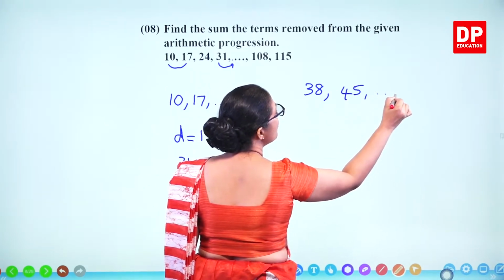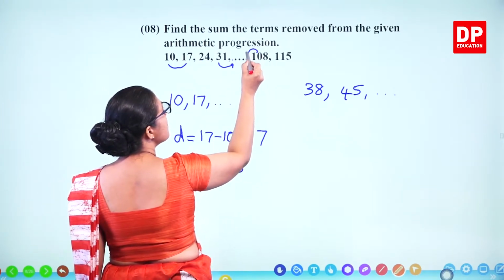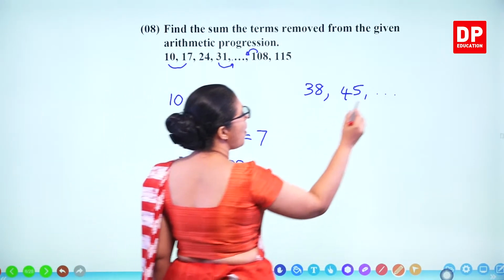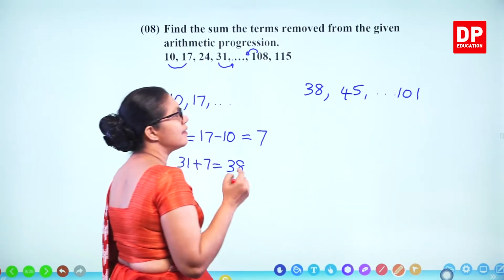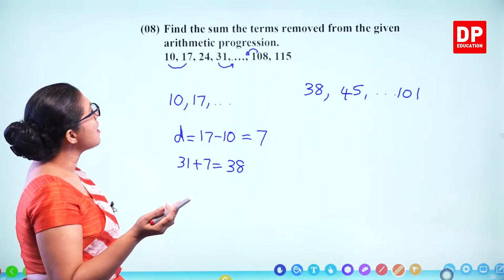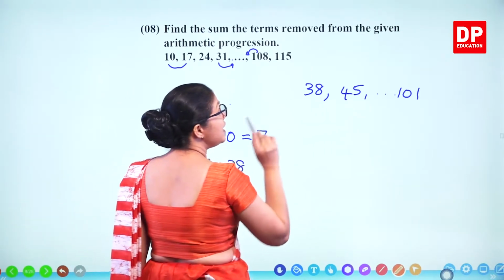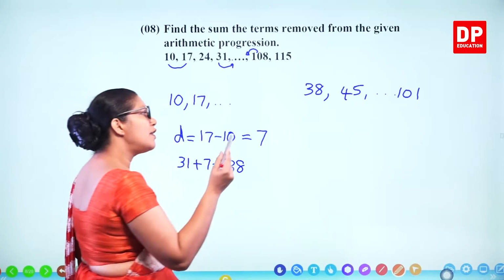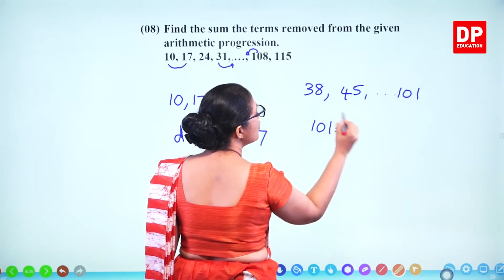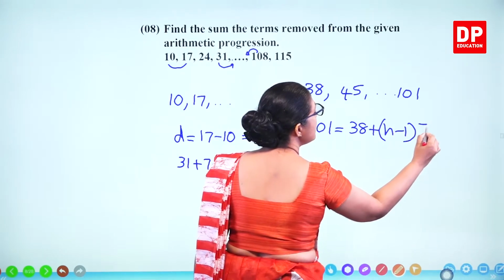45, like that. We don't know how many terms are there, but we know the previous term removed. 108 minus 7, that's 101. The last term is 101. Now easily we can find out the sum of terms. How do you find the sum of terms? We need to know how many terms there are for that. So we'll first find n. So 101 is equal to the first term 38 plus n minus 1, d is 7.